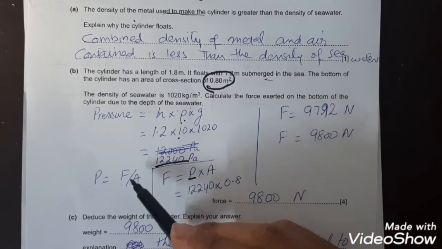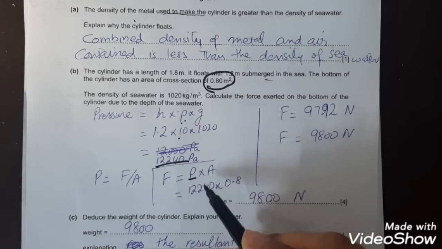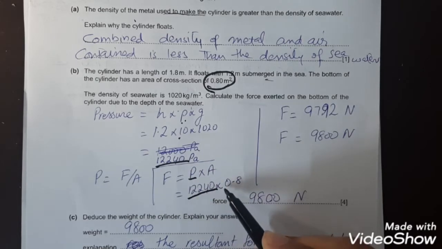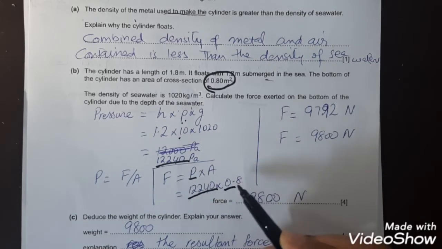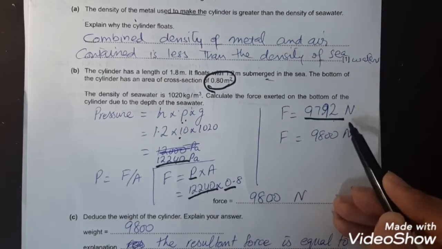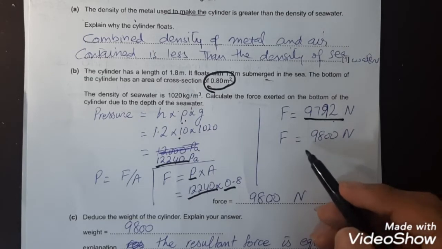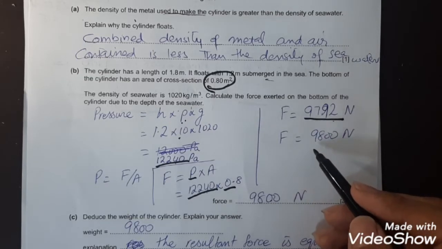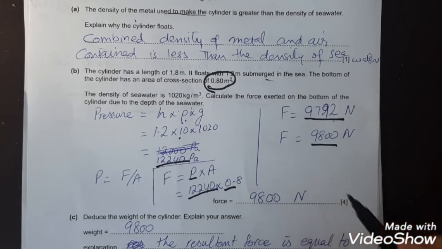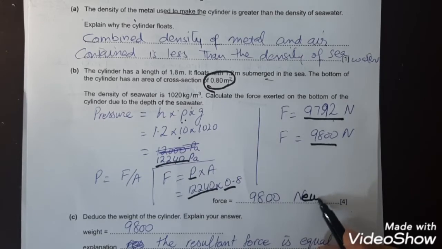So pressure is equal to force divided by area, and then force is equal to pressure times area. So 12,240 multiplied by 0.8, which will be 9792 newtons. As in the whole paper, we have to calculate the values in two significant figures, so it will be 9800 newtons. So the force will be 9800 newtons.